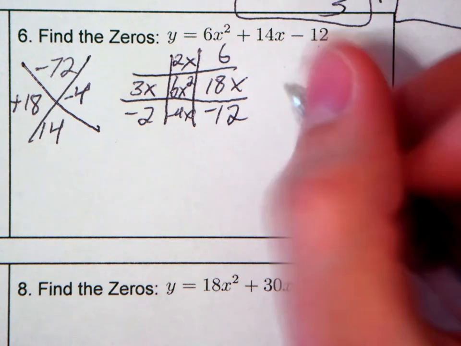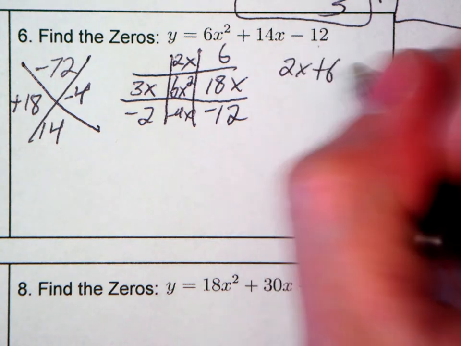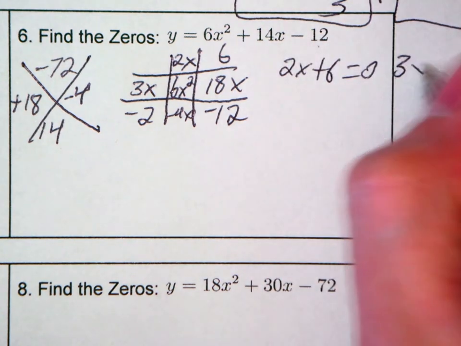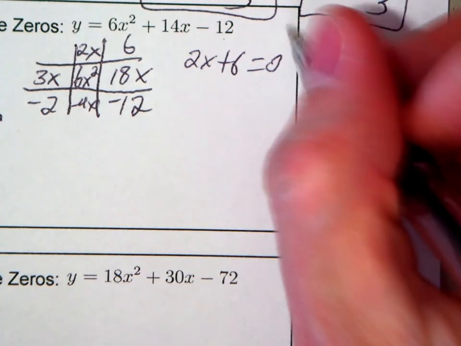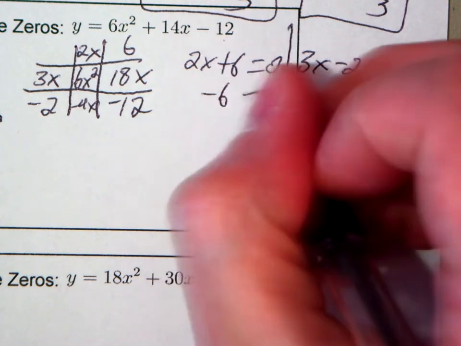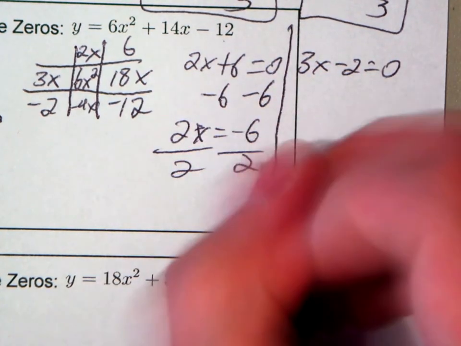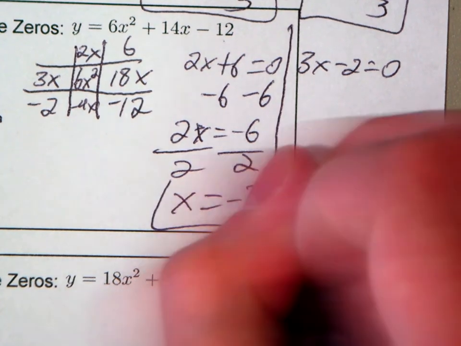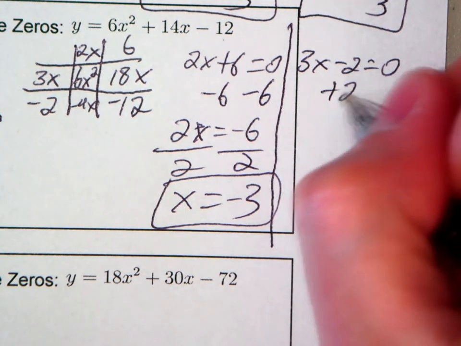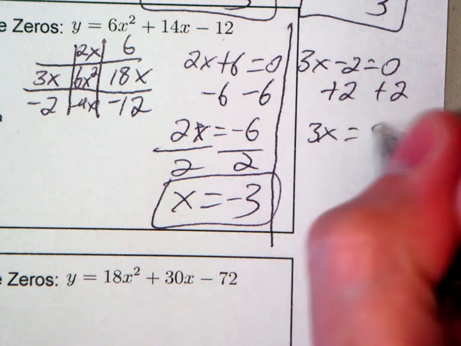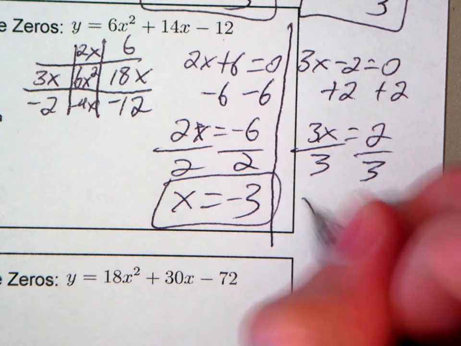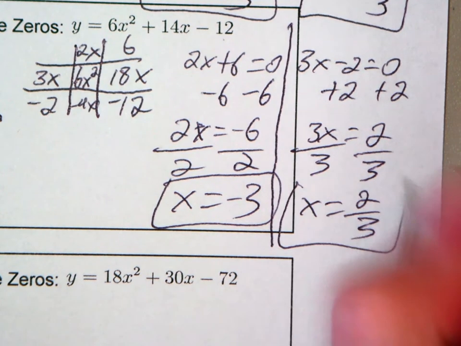When I want to split this to solve for the zeros, I take 2x plus 6 is equal to 0 and 3x minus 2 is equal to 0. I'll draw a line down the middle. So I subtract 6 from both sides. 2x is equal to negative 6. Divide by 2. X equals negative 3. And on the right, if I add 2 to both sides, 3x is equal to 2. Divide by 3. X equals 2 thirds.